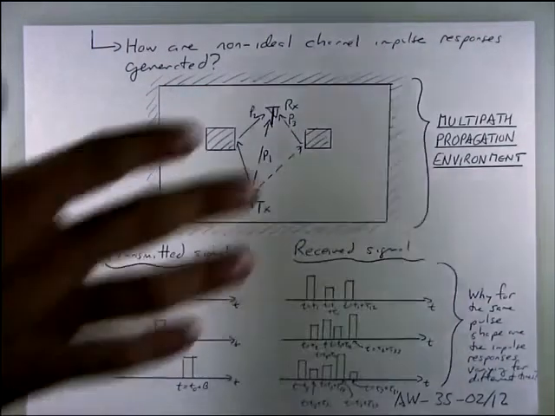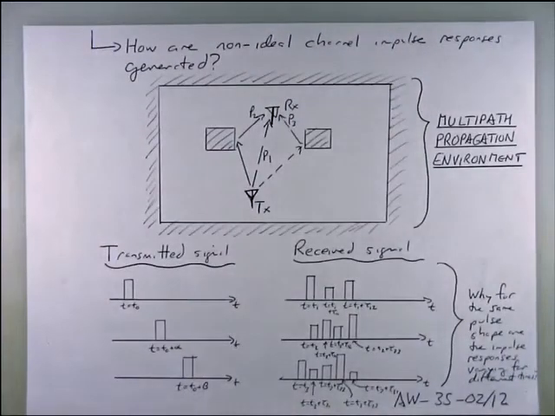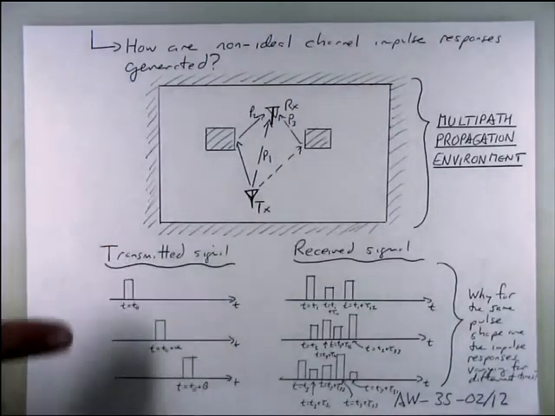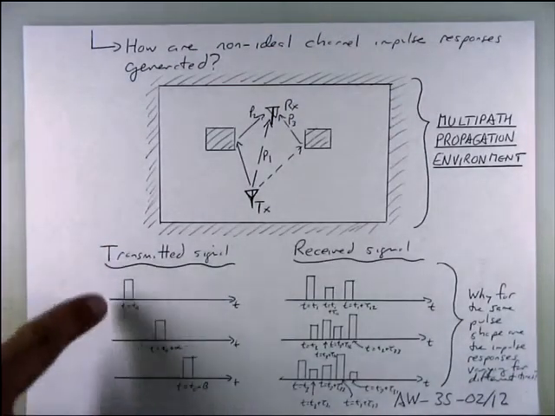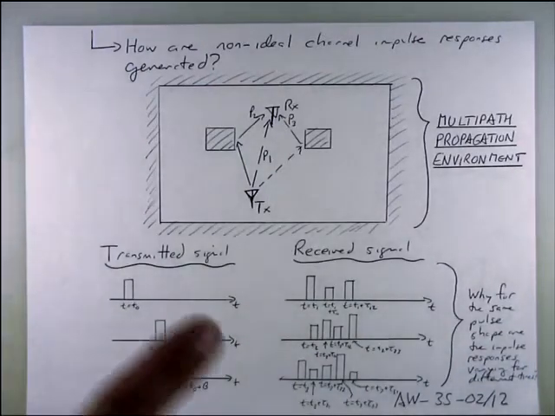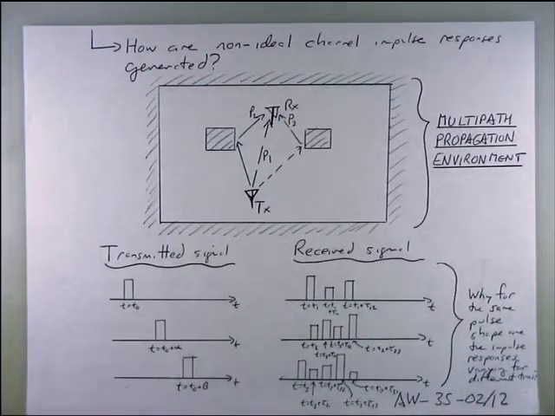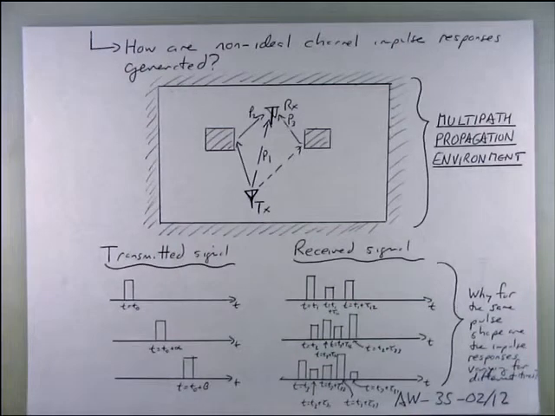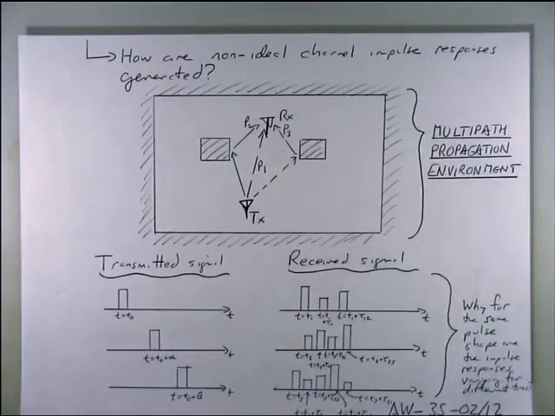So how does this translate? Suppose you have your transmitted signal. Let's say at T0, bzz, I send a signal. At T0 plus alpha, so alpha seconds later, bzz, I send the next batch of information wirelessly. And then at T equals T0 plus beta, so beta seconds after the first pulse is sent, bzz, I send more data. How is each one of those pulses picked up at the receiver?